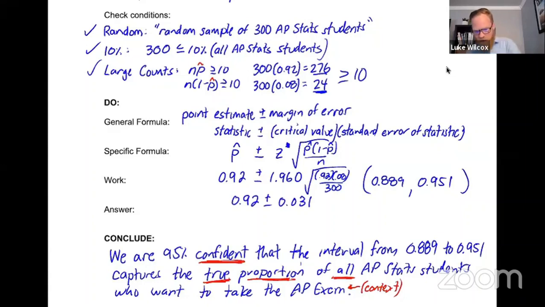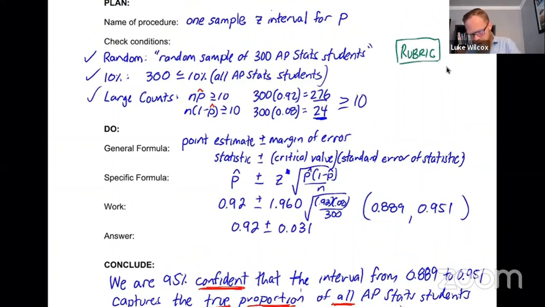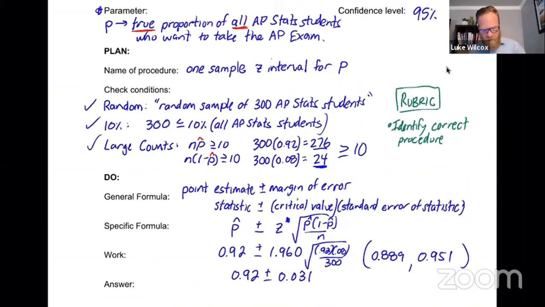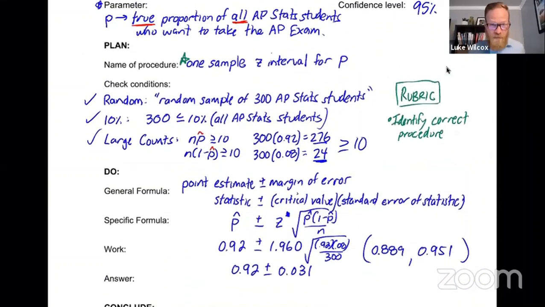Okay, so last thing I want to mention here before we move on, I looked back through a couple of rubrics from the past couple of years, and I want to let you know specifically what needs to be included on this. Okay, first thing is to identify the correct procedure. And there are two ways that you can do this. The easiest way is to just identify the procedure, one sample interval for p. But you can also get credit down here where you've written the formula for that. That also gives you credit for identifying the correct procedure. Don't have to have both, have to have one out of the two.